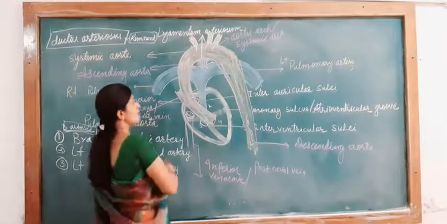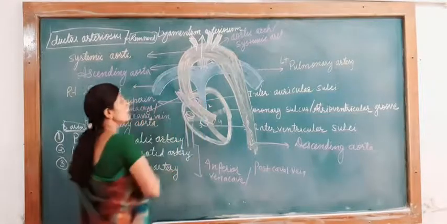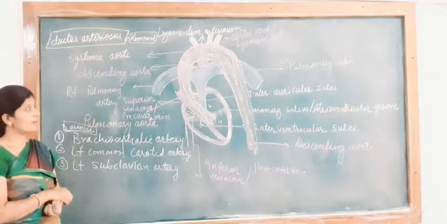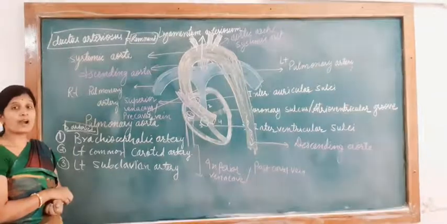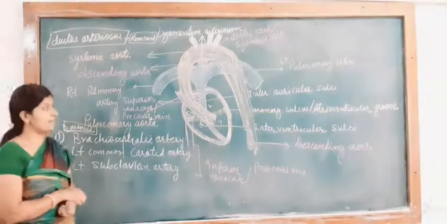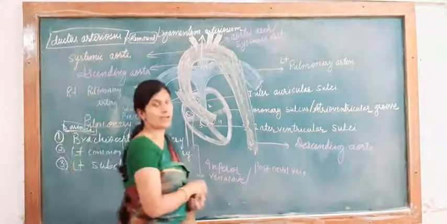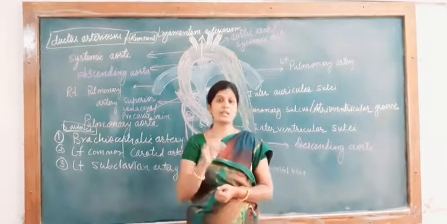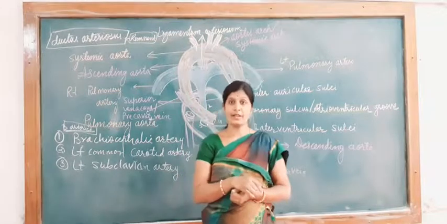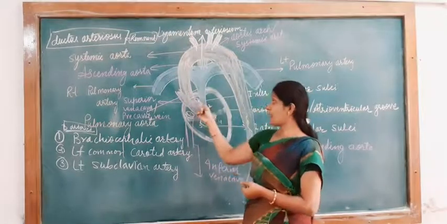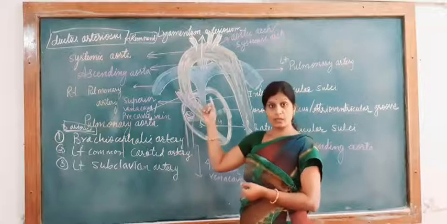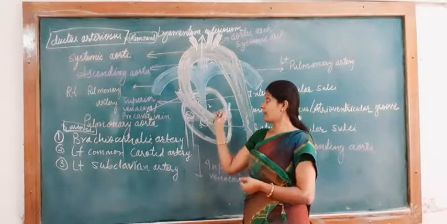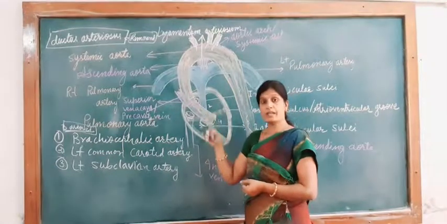Apart from that, there are the coronary sinus, coronary arteries and coronary veins. Coronary arteries will supply the oxygenated blood to the heart. The heart also requires oxygenated blood because heart muscles also need oxygen to contract and relax. So oxygenated blood is supplied by the coronary arteries to the heart wall, and this heart wall will release the deoxygenated blood.